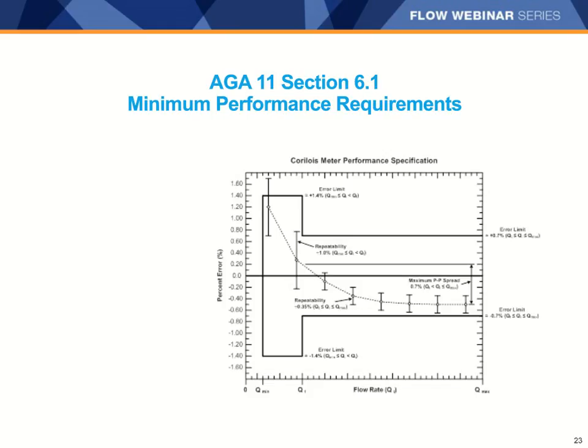I'm showing this chart to explain that Micromotion Elite meters, which have a manufacturer's published accuracy specification on gas of plus or minus 0.35%, will be better than the AGA 11 minimum requirements by a factor of 2 or more. When placed into gas measurement service following the factory calibration on water, Elite meters will meet the published plus or minus 0.35% specification and without the need for a gas calibration at a third-party lab.